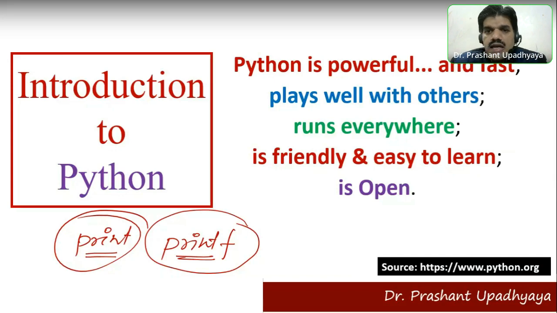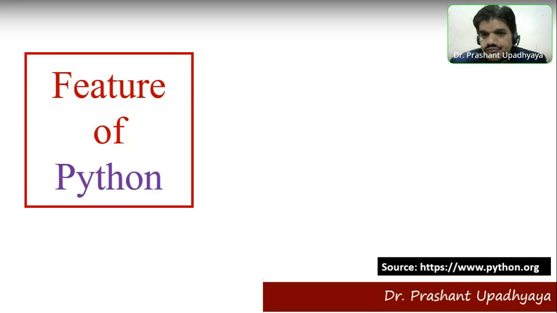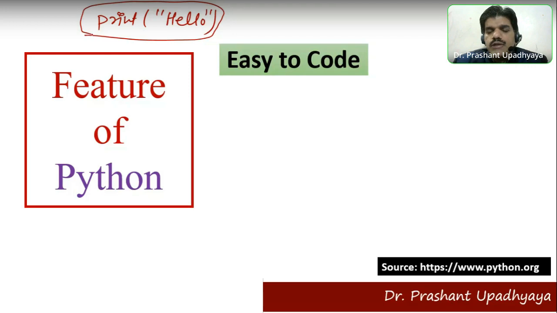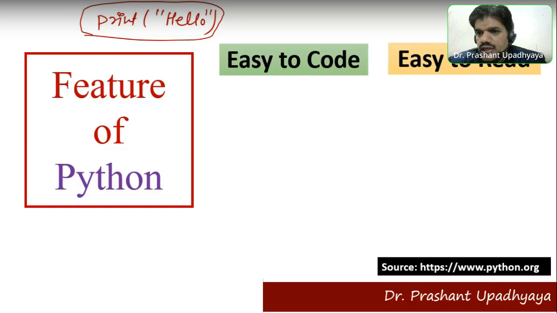The next thing is, what are the features of Python? As I have already told you, it is easy to code. For example, if I have to write print hello, I know that this will print a hello statement. If I put this code in front of any student and ask what this statement will do, they will say it is printing something. So it is easy to read, print hello. I can say that it is easy to read also.